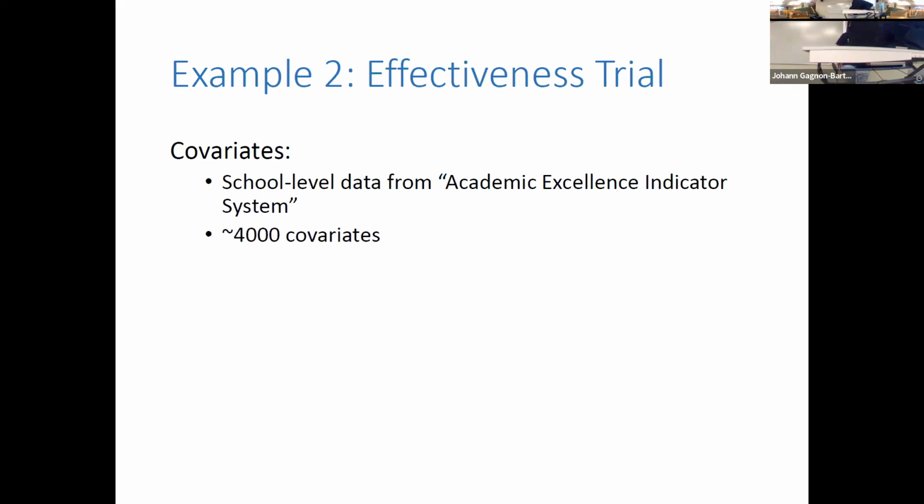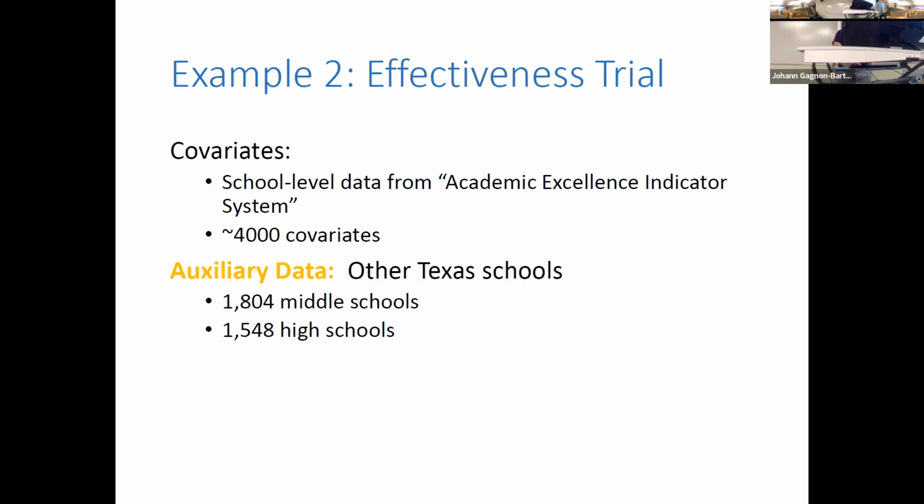Okay, again, we've got some very nice covariate data. In this case, we've got school level data from state administrative databases with about 4,000 covariates on each school. And we also have, again, a very nice auxiliary data set that's observational in nature. In this case, it would be that same administrative data, but for all of the other schools in Texas, which is another 1,800 middle schools and 1,500 high schools. 4,000 covariates.